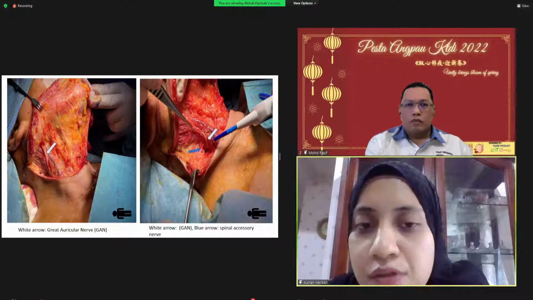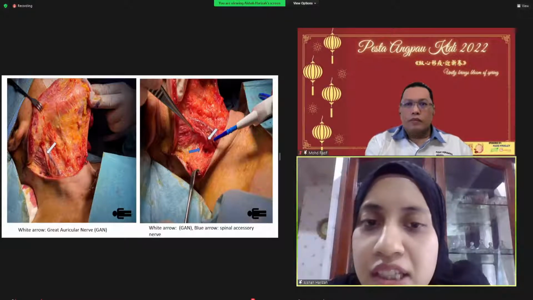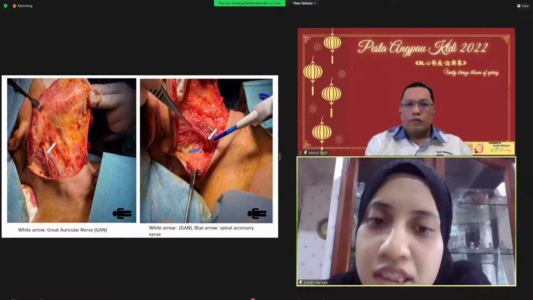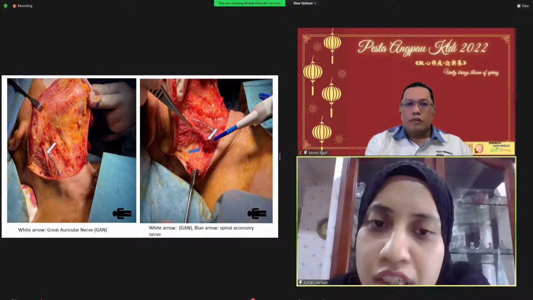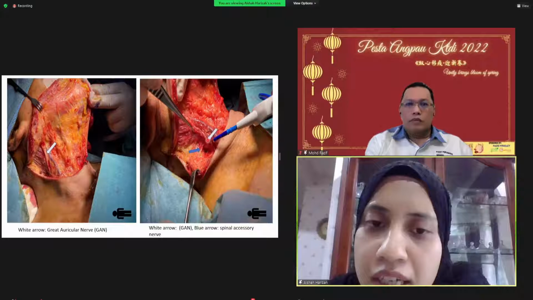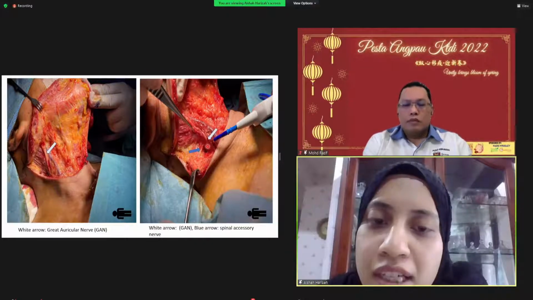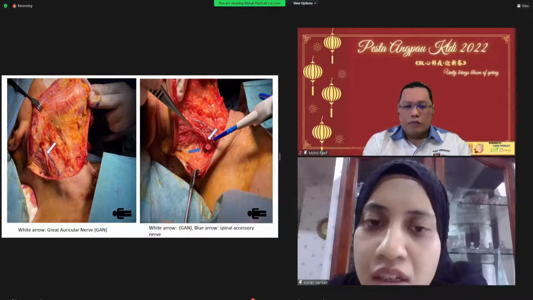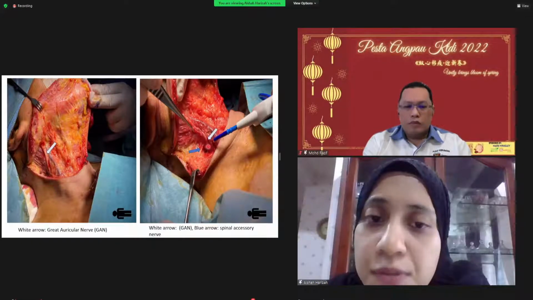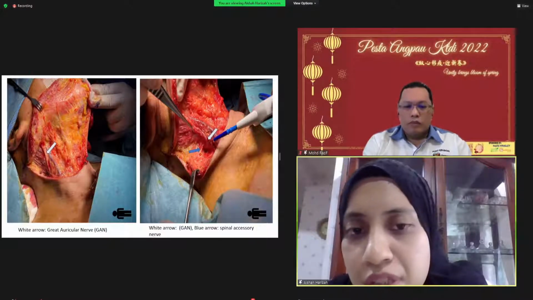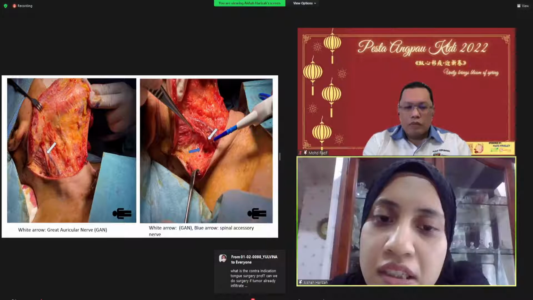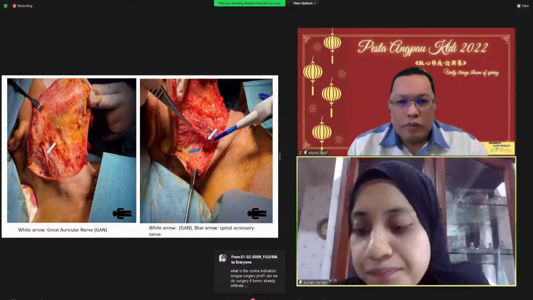As you can see, we are identifying the spinal accessory nerve posteriorly. We use the great auricular nerve as the identification landmark, whereby we find it 1 cm superior to the exit of the great auricular nerve, which is Erb's point. The blue arrow shows the spinal accessory nerve, and we traced it posteriorly until the anterior border of the trapezius.